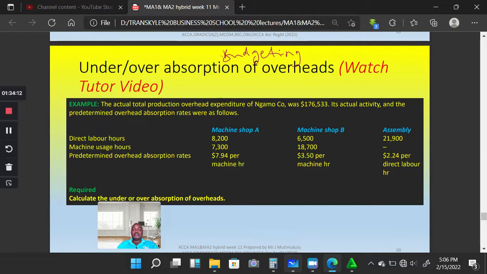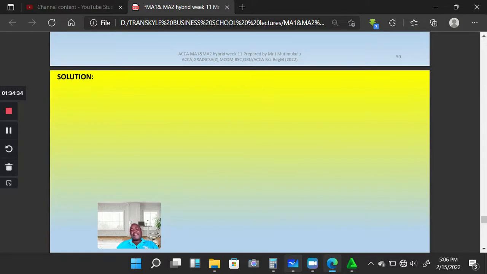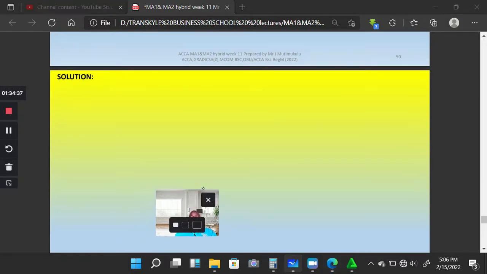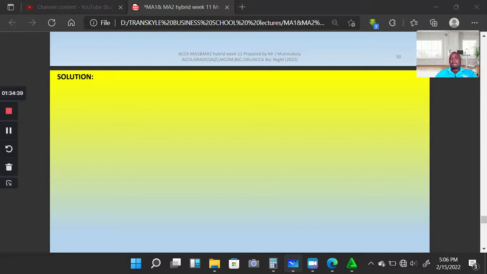Direct labor hours, machine usage hours, predetermined overhead rates, absorption rates. Calculate the under or over absorption of overheads. And now that's what is going to happen. Okay, that's what we are going to do right now. So go to our worksheet. Let's go to this worksheet.